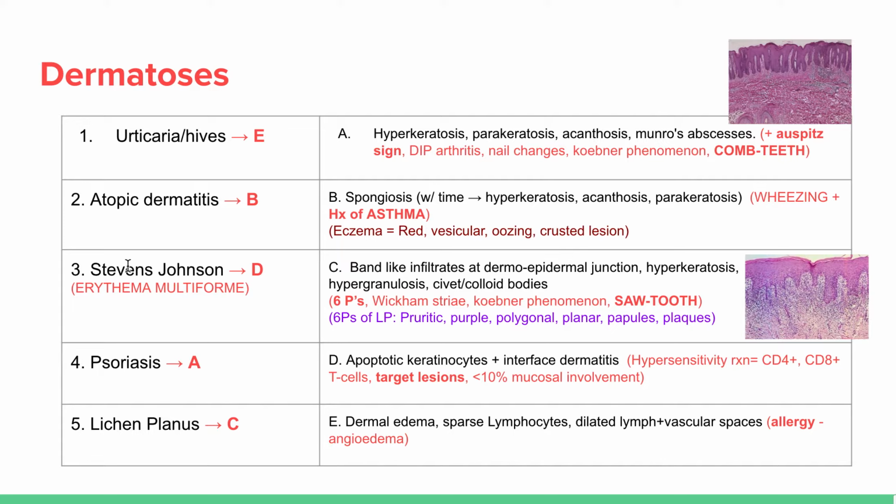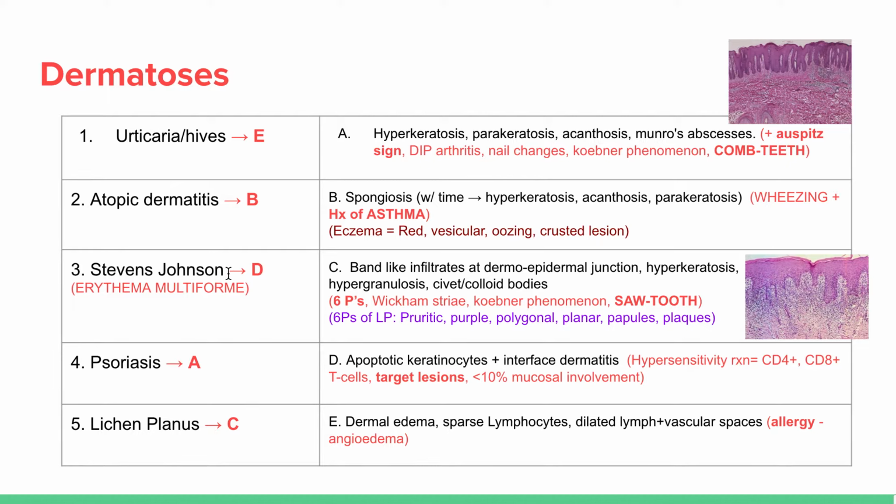Number 3 is our Stevens-Johnson syndrome. With Stevens-Johnson, it's a type of erythema multiforme. You see your target lesions, okay? And what you're going to see is apoptotic keratinocytes and interface dermatitis. This is a type of hypersensitivity reaction. You see CD4 and CD8 T cells.